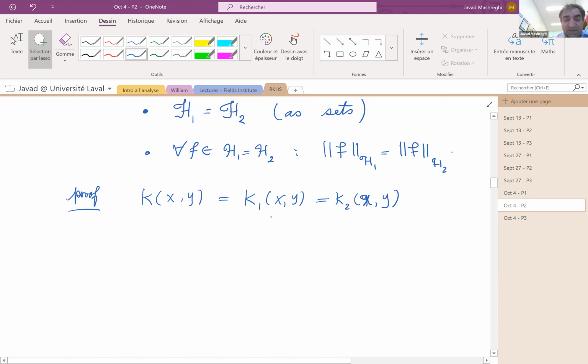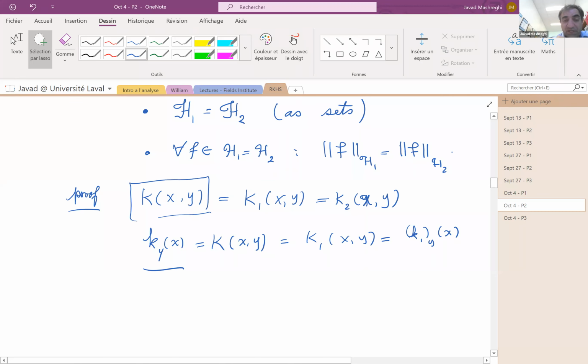The reason is that when I want to, for example, consider K1 of X, which is K at point X and Y, it's easier to write it this way than to write it as K1 of X by 2. If I want to write it the other way, it would be K1 then YX. It's a bit difficult to write it this way. So that is why I introduce K.